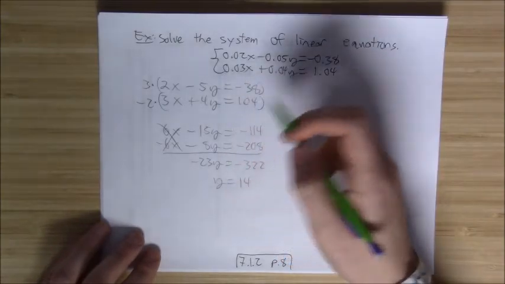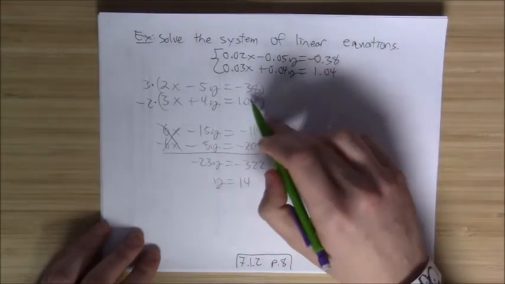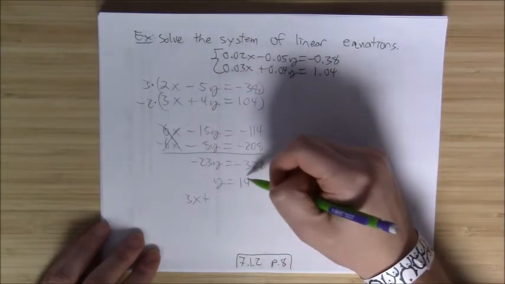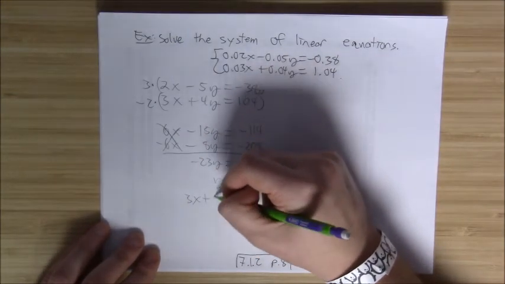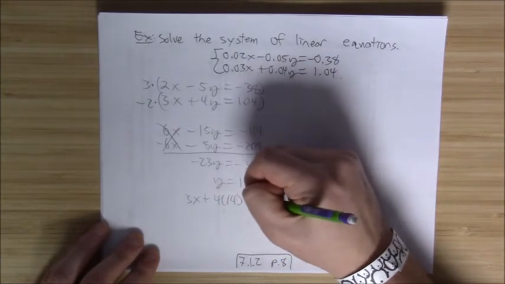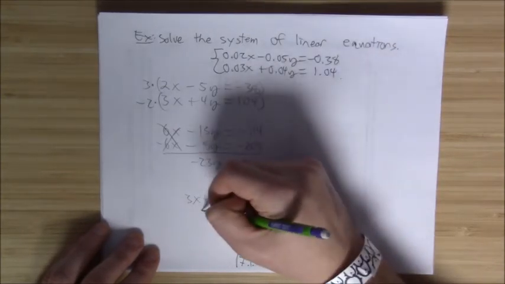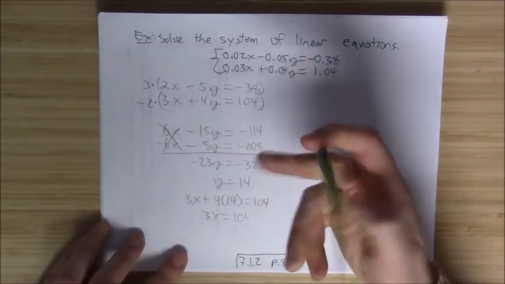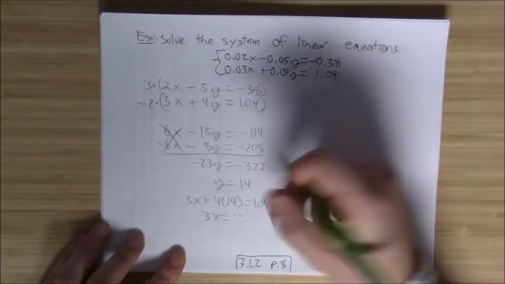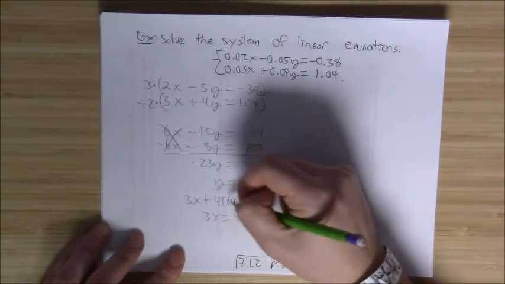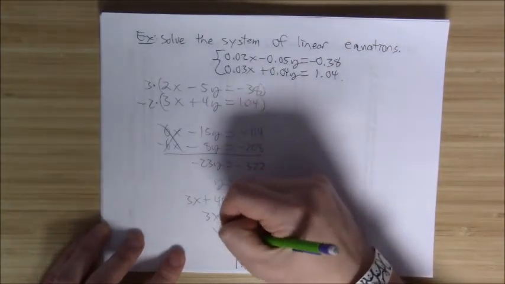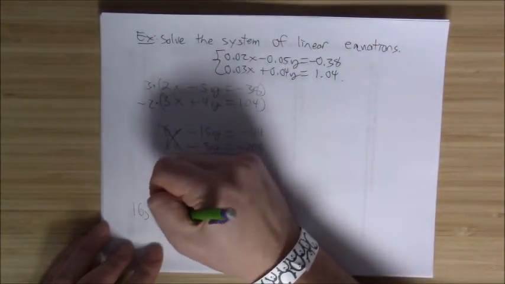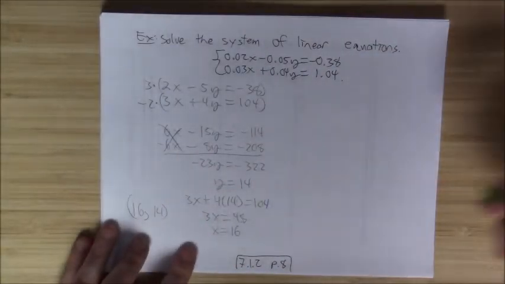I can substitute that back into either equation. Let's substitute into the second equation. So I have 3x plus 4 times 14 equals 104, which is to say 3x equals 48, if you do the multiplication and subtract. So x is equal to 16. So my point should be (16, 14). Let's check to make sure.